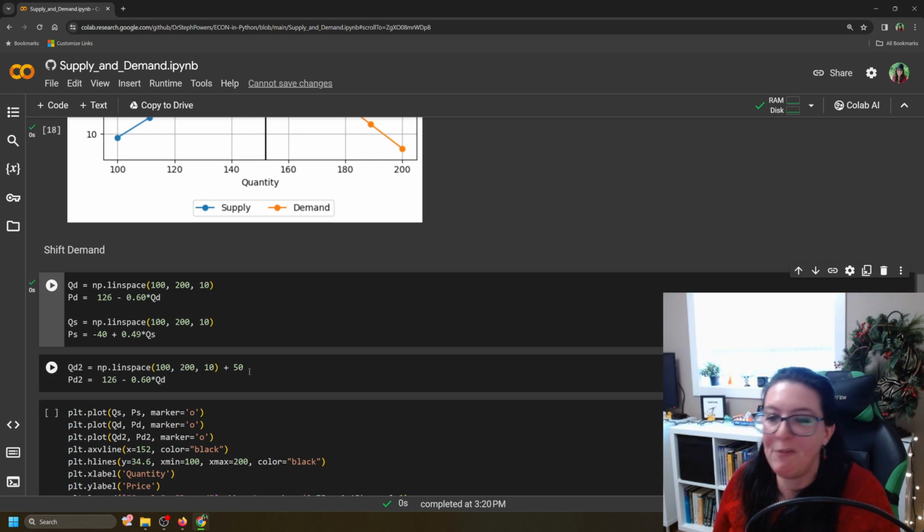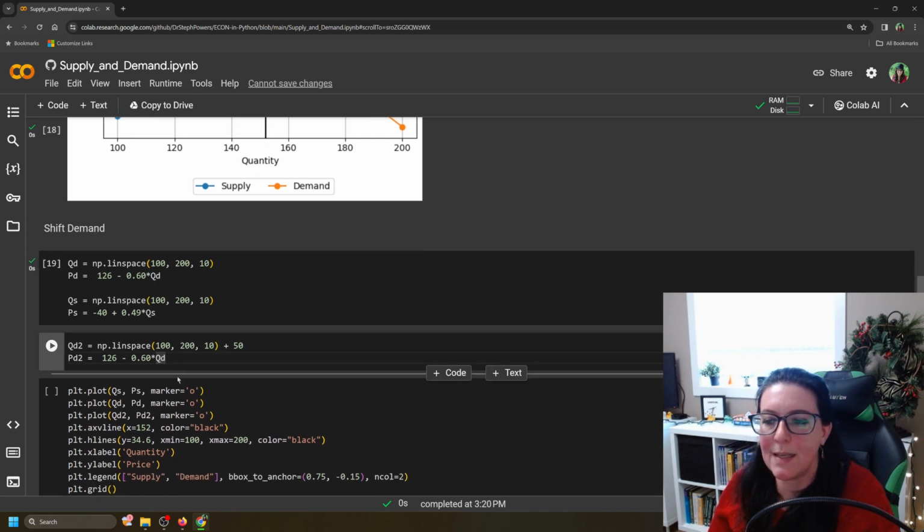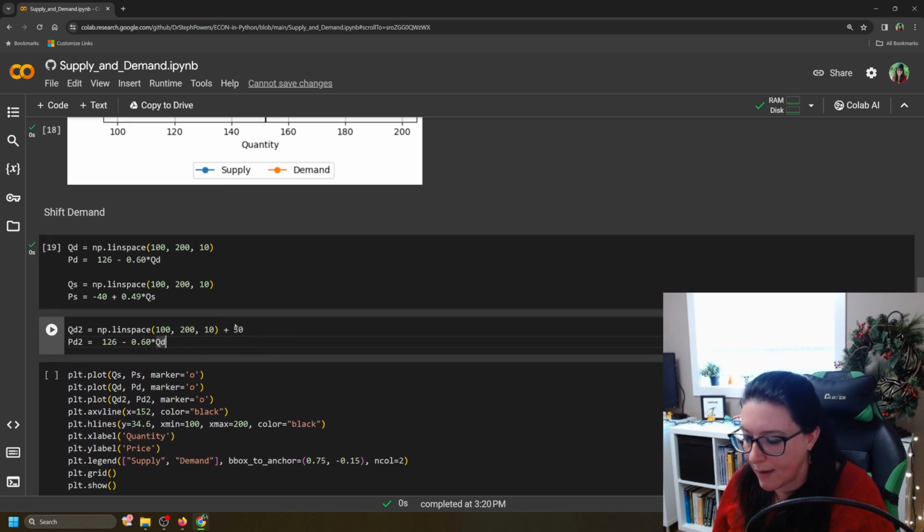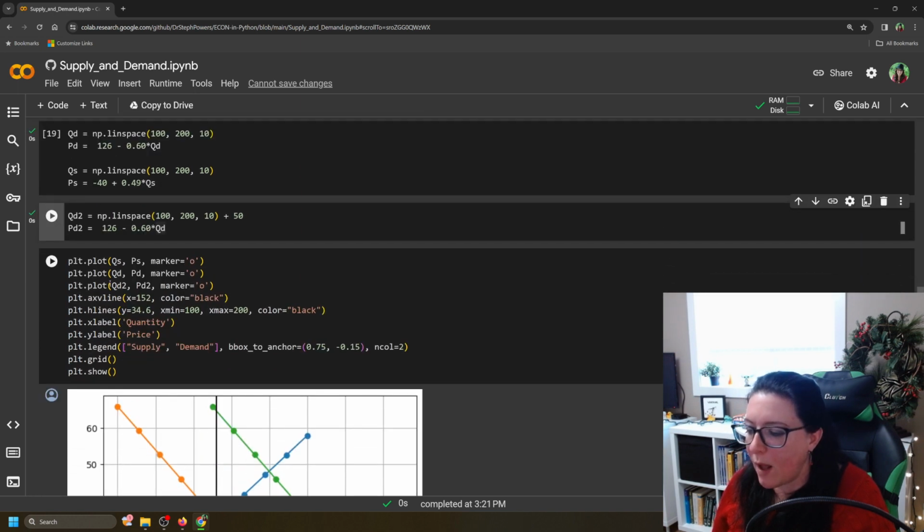So I'm going to add 50, just for visual effect here, to this quantity demanded, add 50 to the quantities, and then it's going to put those quantities into that old formula so that we can see the change. So I have my quantity demanded 2, which is just the original quantity demanded plus 50 added to it. And the prices related to demand, we call PD2 here, is that same 126 minus 0.6 quantity demanded. So we'll run that, and then we can plot that information.